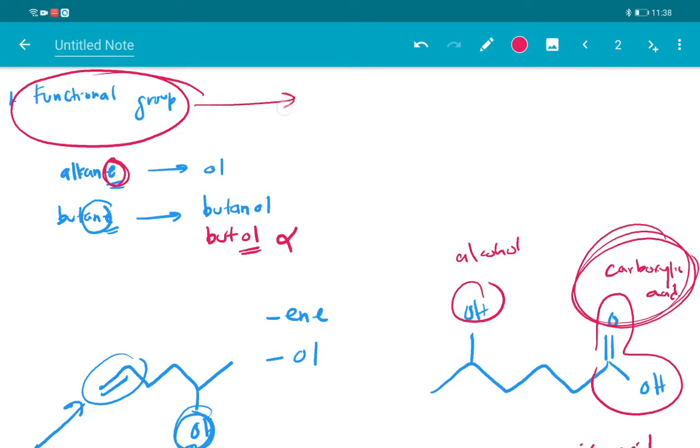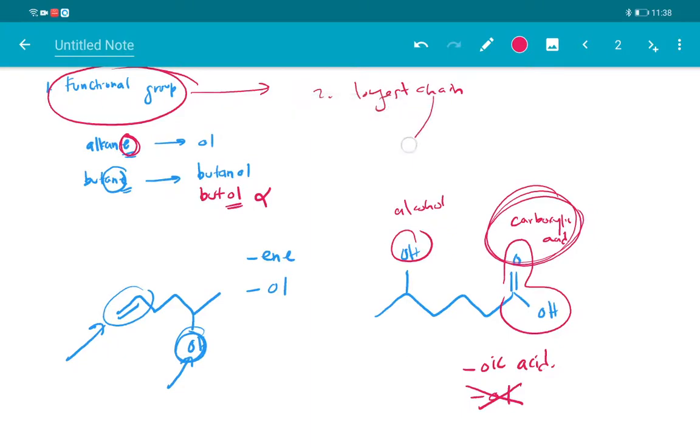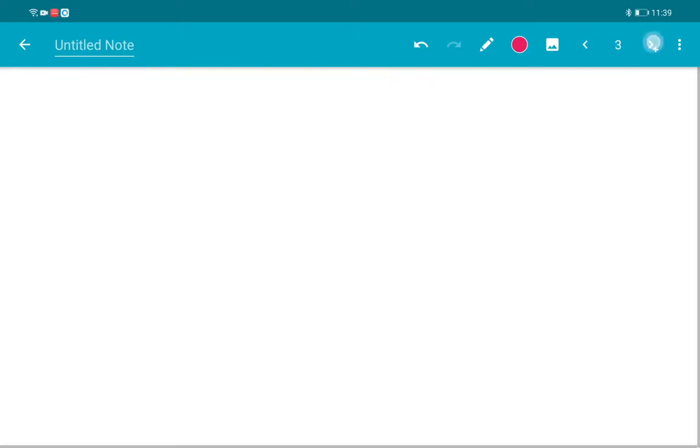And the following guideline, which is number 2, is the longest chain. The longest chain must be counted nearest to, or closest to, the functional group that has the higher priority. Okay, let's take a look at some more examples.